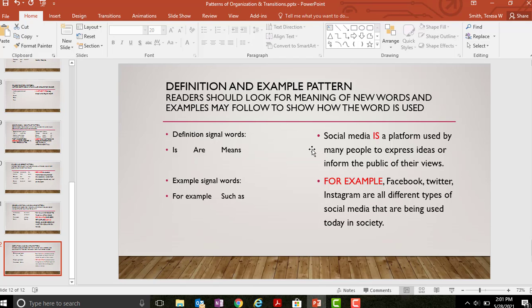So in our two sample sentences, social media is a platform used by many people to express ideas or inform the public of their views. And then following that sentence, for example, Facebook, Twitter, Instagram are all different types of social media being used today in society. So we've got a definition of what social media is, and then very specific examples in the next sentence that demonstrate the definition and example pattern.